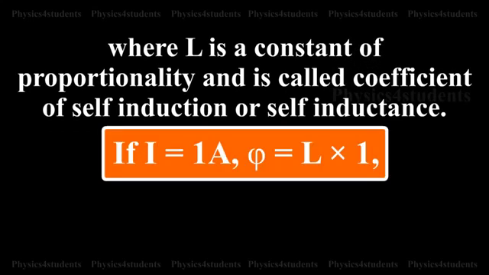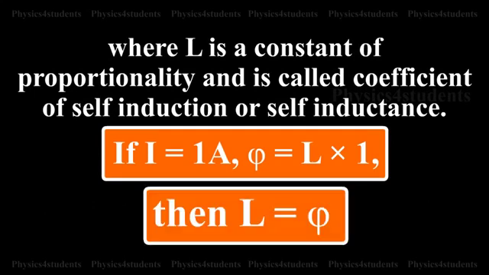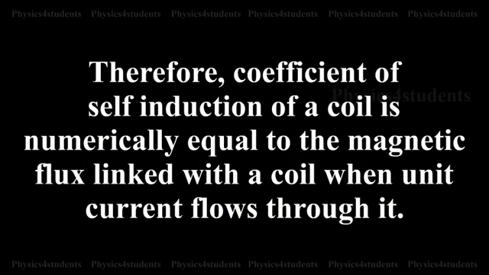If I is equal to 1 A, phi is equal to L into 1, then L is equal to phi. Therefore, coefficient of self-induction of a coil is numerically equal to the magnetic flux linked with the coil when unit current flows through it.